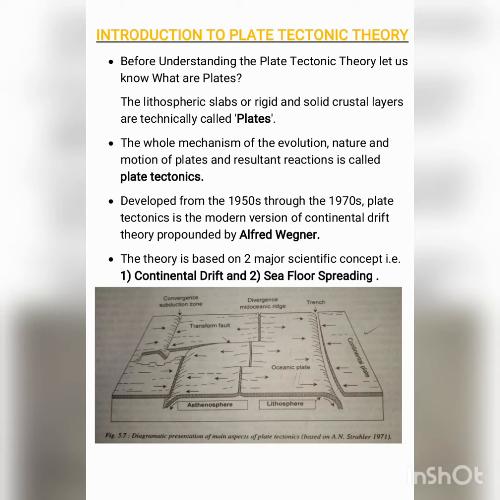Moving further, the theory is based on two major scientific concepts, that is, first, the continental drift and sea floor spreading. So, the entire theory is standing on these two pillars. Right below this, a diagrammatic representation has been given which represents the main aspects of plate tectonics. As you can see, the oceanic plate and the continental plate have been shown, as well as the various tectonic landforms associated with it. Physical reliefs have also been shown, such as transform fault, trench, mid-oceanic ridges, as well as the subduction zone. So you can also have a look at it.